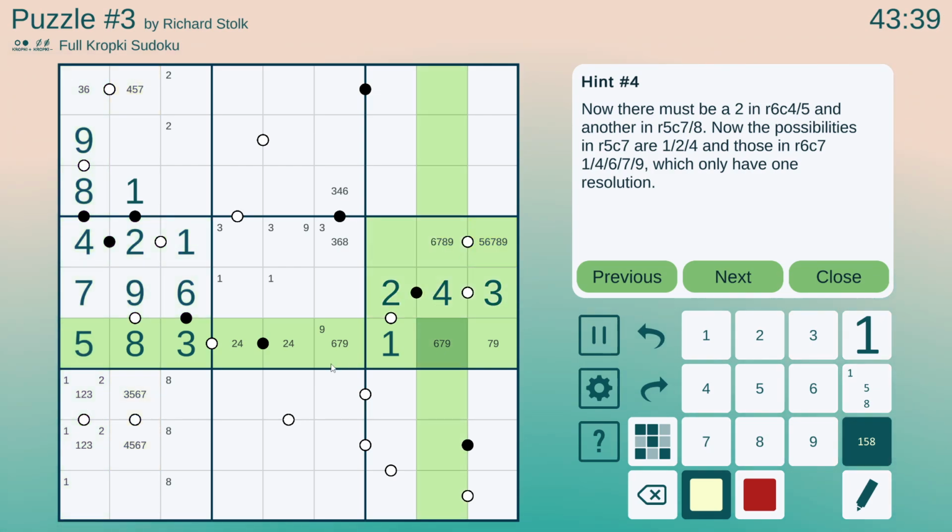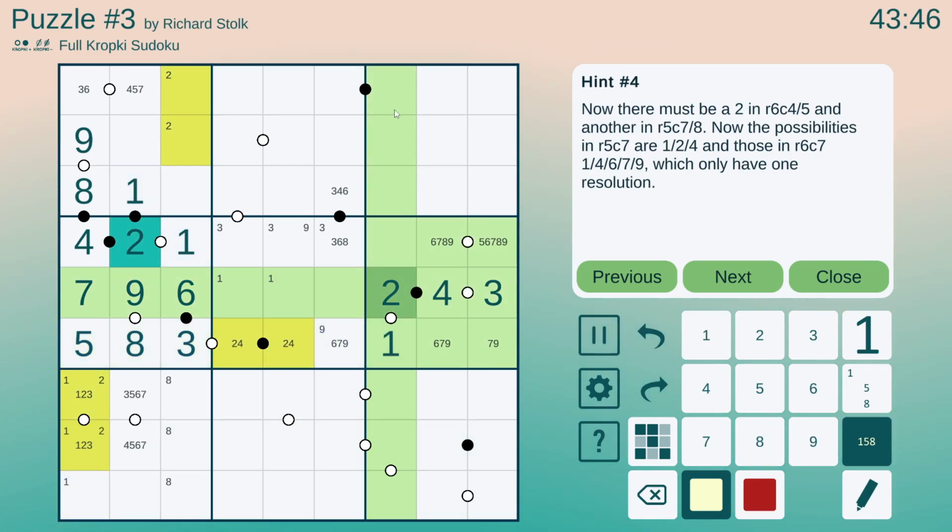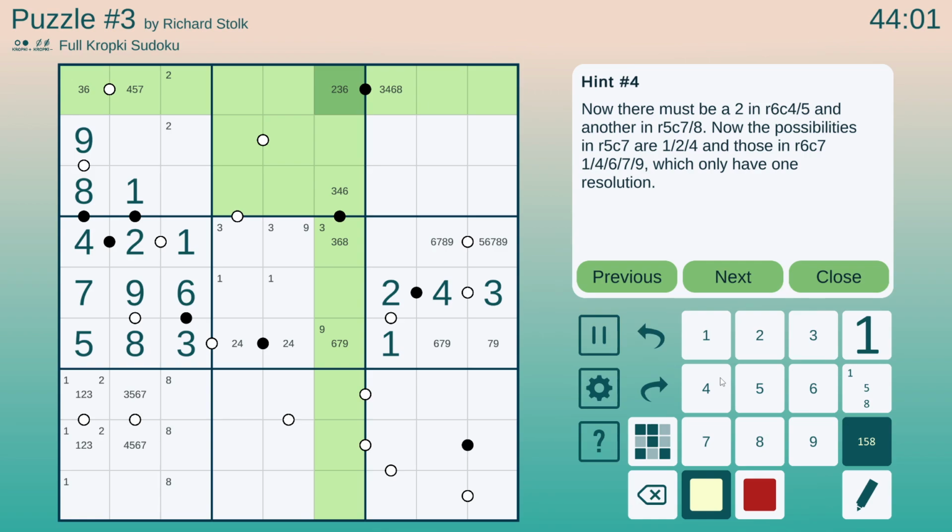If a 6 were here, it would force a 7 there. I don't think that helps much, though. 1 and 2 both see this cell, so this is a 4-8, 3-6. And then this is like a 3-6, 2-4-8. Yay! My favorite. I know nothing about this.